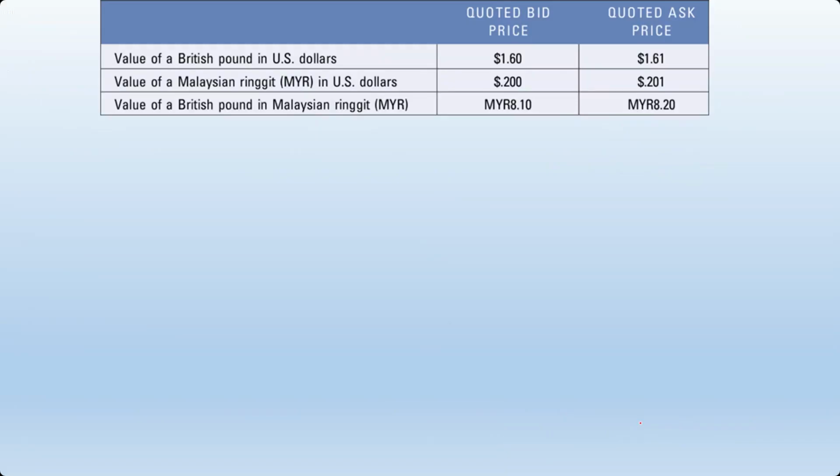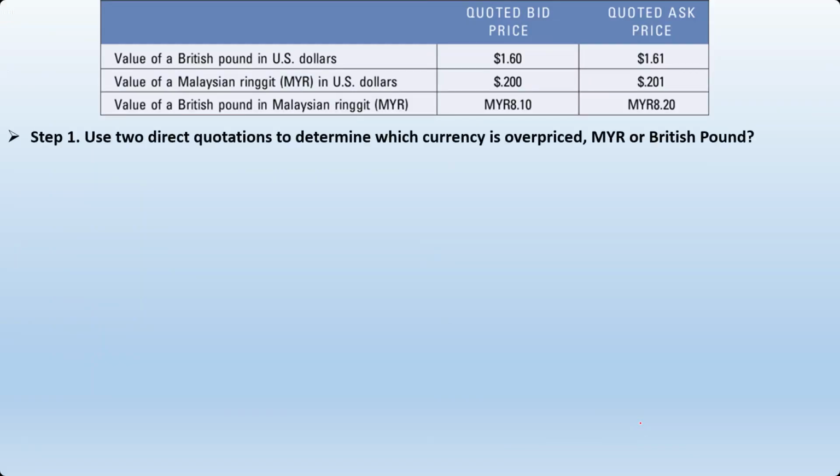The value of British pound in US dollar: bid price is 1.6, ask price is 1.61. The value of Malaysia ringgit in US dollar: bid price is 0.2, ask price is 0.201. The value of British pound in Malaysia ringgit: bid price is 8.1, ask price is 8.2. So first step, again, we need to figure out which currency is mispriced in the market cross exchange rate. The quotation provided here is the market cross exchange rate, so you can directly trade this.